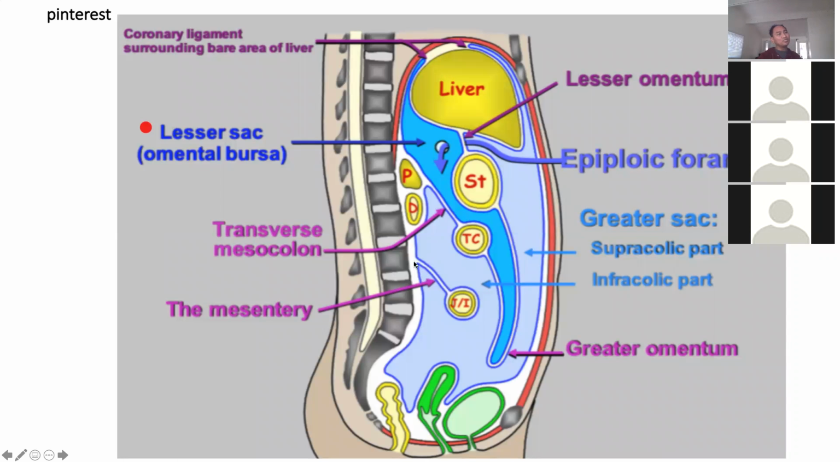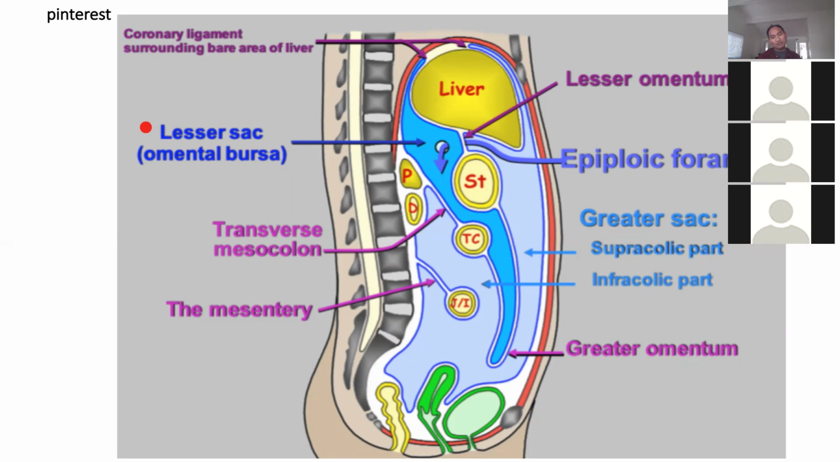It is dorsal mesentery. So from the liver coming to the stomach, this is the ventral mesentery. From the liver going to the umbilicus, ventral mesentery. So from the transverse colon going to the posterior abdominal wall, transverse mesocolon, it is the dorsal mesentery.